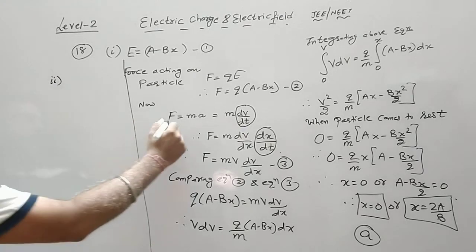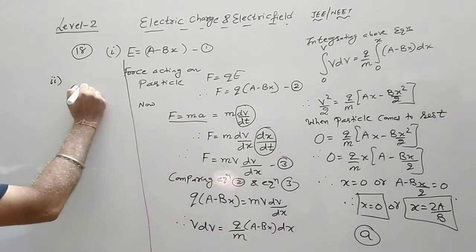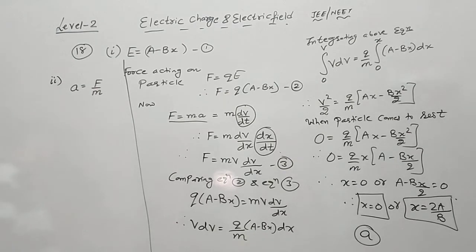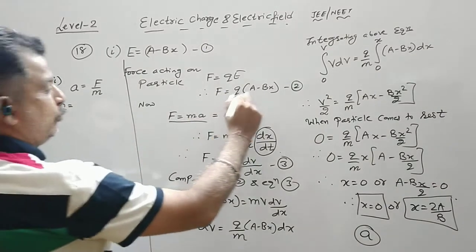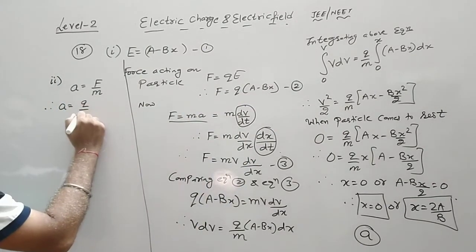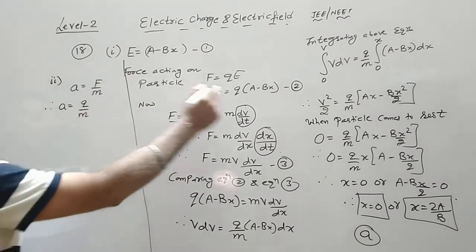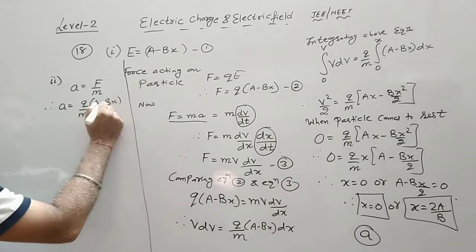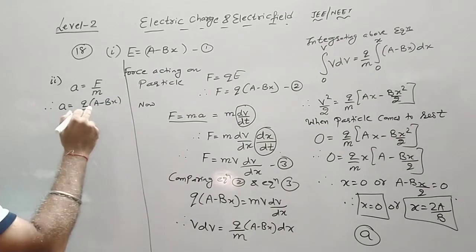The second part, from this, acceleration can be written as F upon m. So acceleration is equal to F upon m. Therefore, a is equal to, now F is equal to q(a - bx). We have to find out the acceleration when the body comes to rest.